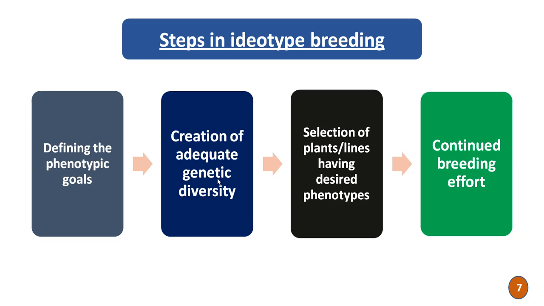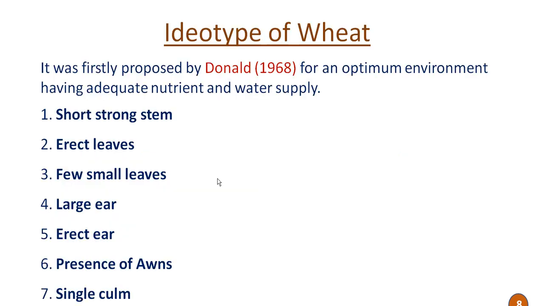So this is a continuous process, and we have to continue until the desired yield level is obtained, and after that we can release the elite genotype as a cultivar through this method. So these are the important steps of ideotype breeding. There are some crop ideotypes, and different scientists give different criteria or different characters for different crops.